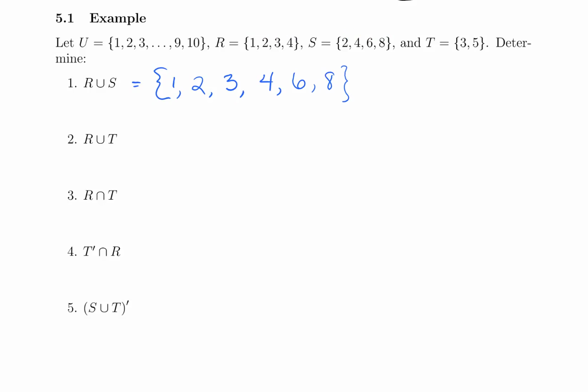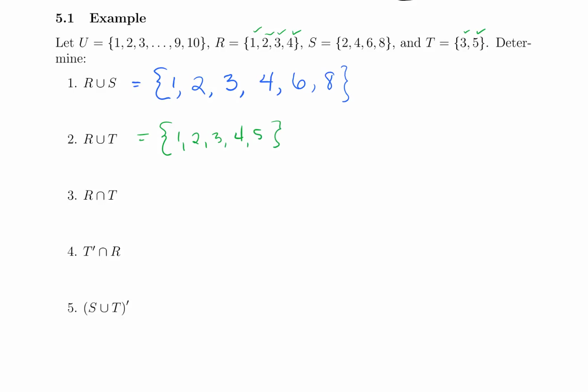So I'll go ahead and get rid of these. So R and T, again, we're just listing anything that was in R or T. So we get a 1, a 2, a 3, 3 is in both of them, a 4, and then we'll finally end with a 5 from T. So we'll have 1, 2, 3, 4, and 5. And that represents all the elements that were in R and T.